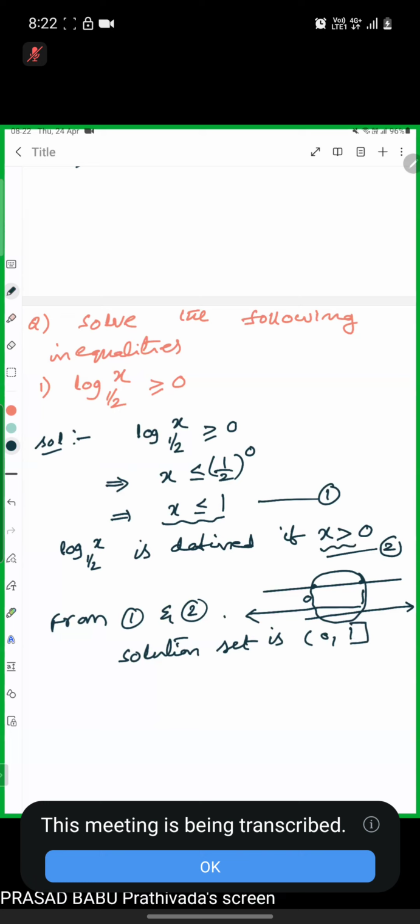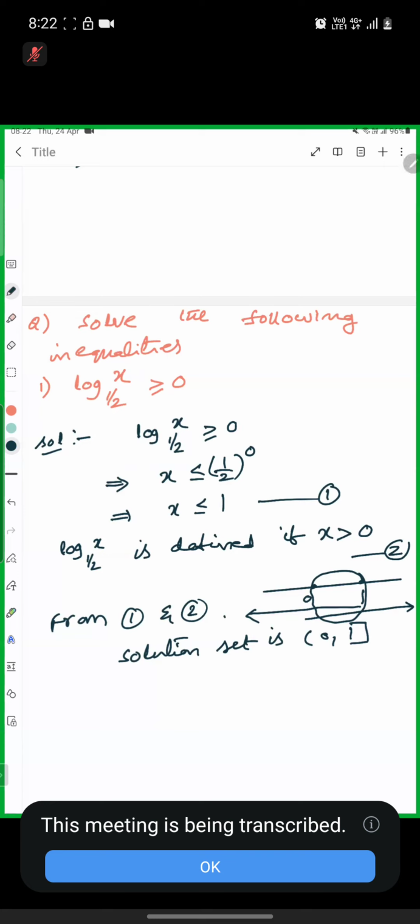Here there is no equality sign; here we have the equality sign. That's why. Don't say 0 and 1, as 0 and 1 would mean only integers. Between 0 and 1 we also have solutions. So finally, what is the solution set? Open 0 to close 1.